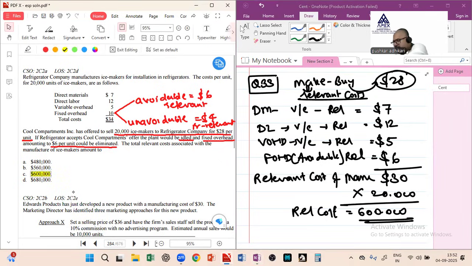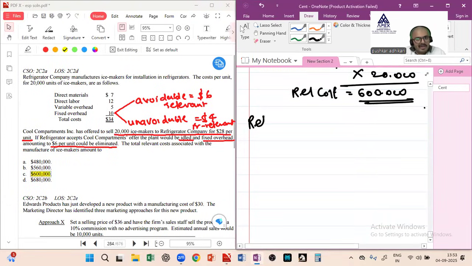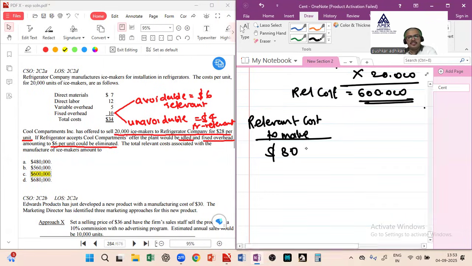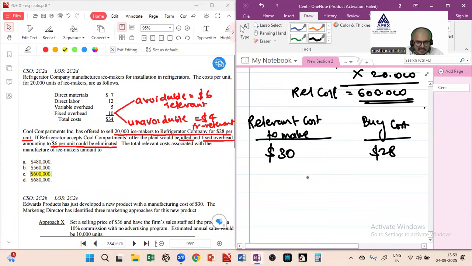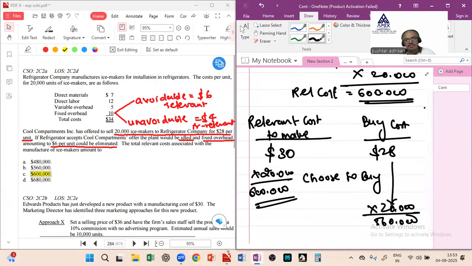But this does not give me complete satisfaction as a teacher. Please try to understand. What is my relevant cost to make? Sir, it's $30, because that is relevant for me. And what is my buy cost? My buy cost is $28. Obviously, I will choose to buy, because if I buy, it will cost me 560,000, and if I make, it's going to cost me 600,000. That's the challenge over here. Hence, I will choose to buy.